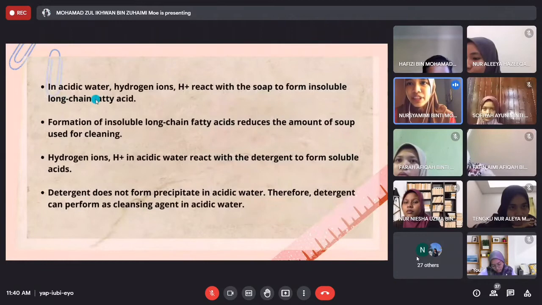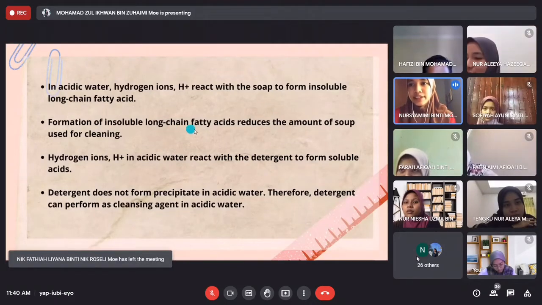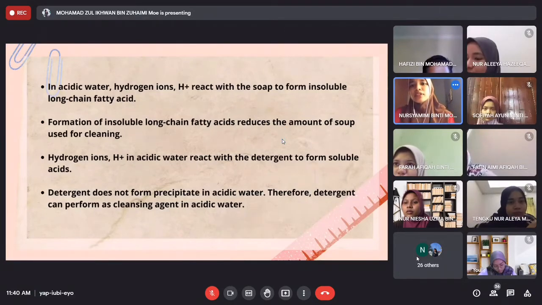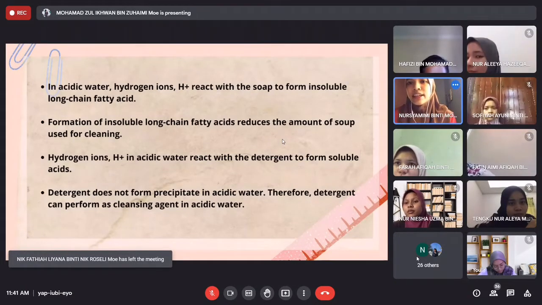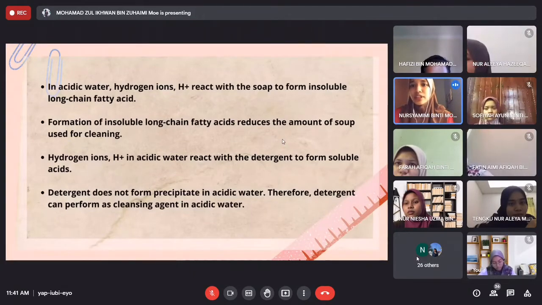In acidic water, hydrogen ion, H+, reacts with the soap to form insoluble long chain fatty acid. The formation of insoluble long chain fatty acid reduces the amount of soap used for cleaning. Hydrogen ion, H+, in acidic water reacts with the detergent to form soluble acid. Detergent does not form precipitate in acidic water, therefore detergent can function as a cleansing agent in acidic water.